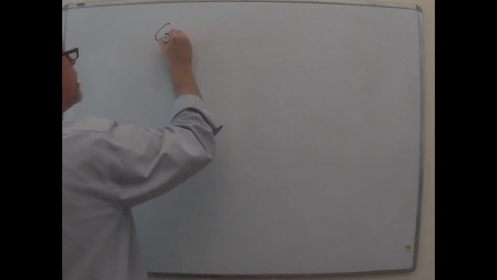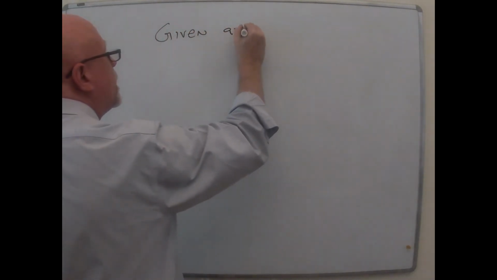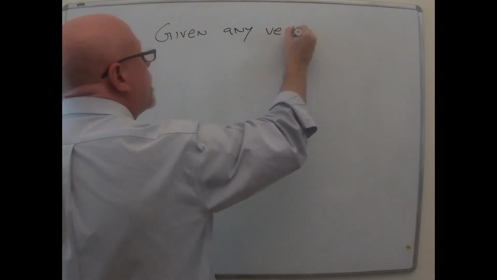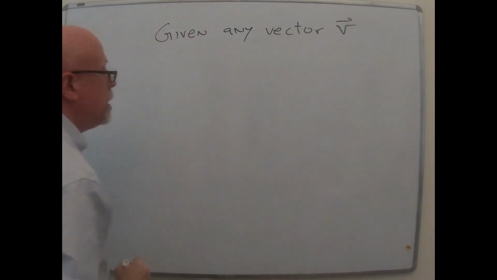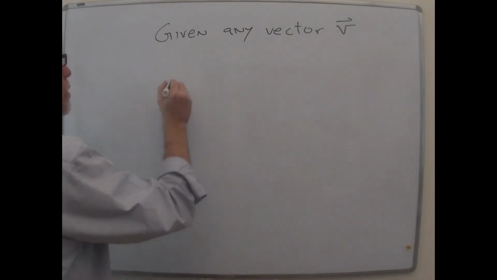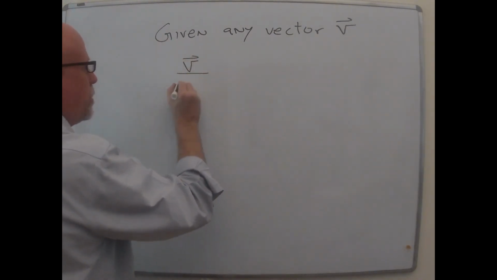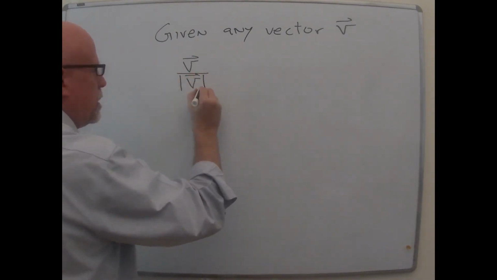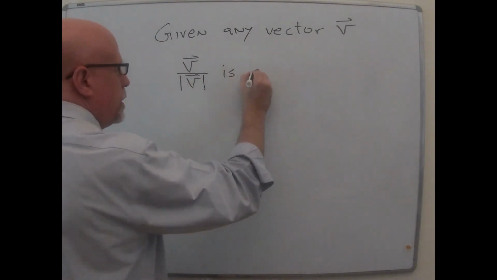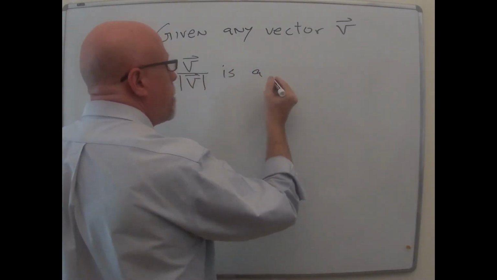So given any v, the vector that you get by taking v and dividing by the length of v is a unit vector. And it points in the direction, whatever direction v is.